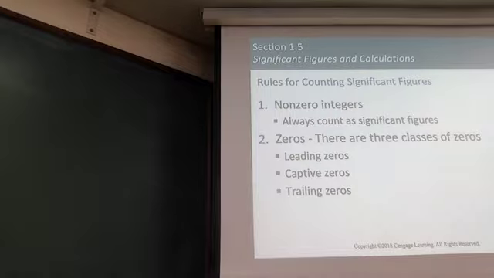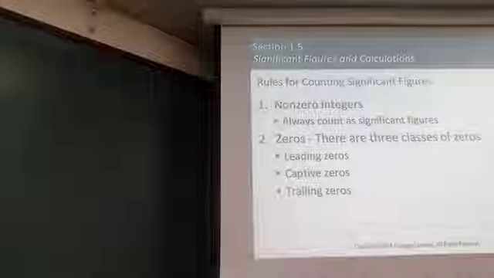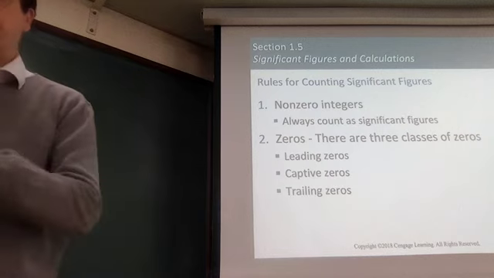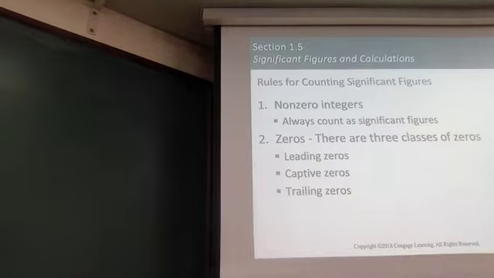Okay, so I already told you a little bit about the counting of the significant figures. I showed you some examples already, but let me also go into these rules in a little more detail. Non-zero integers are always counted as significant figures. And for the zeros, we need to distinguish between the leading zeros in the beginning, the captive zeros, which are between two non-zero numbers, and the trailing zeros. So I'll give you an example here.